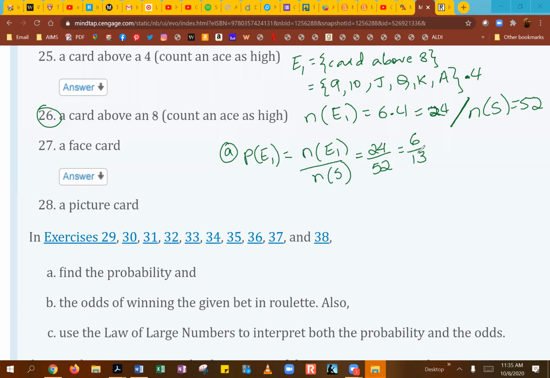All righty, very nice. Now, can you tell me what the odds will be? So part B was asking us to find the odds.